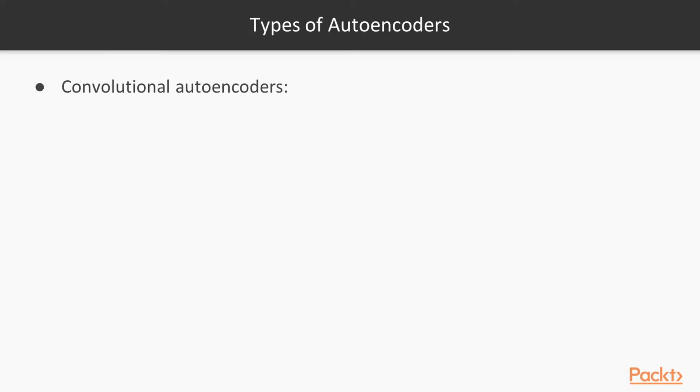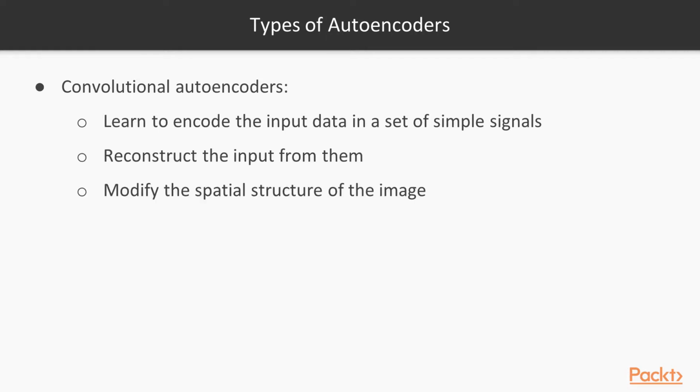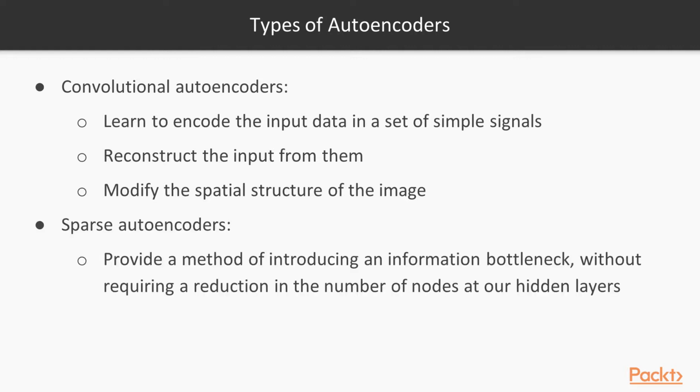Now let's discuss the types of autoencoders. Convolutional autoencoders. Convolutional autoencoders learn to encode the input data in a set of simple signals and then try to reconstruct the input from them and modify the spatial structure of the image. Sparse autoencoders. Sparse autoencoders provide a method of introducing an information bottleneck without requiring a reduction in the number of nodes at our hidden layers.